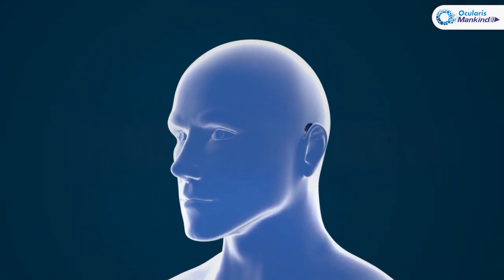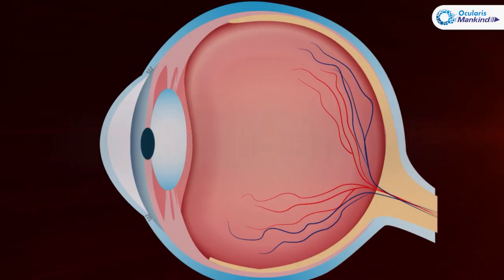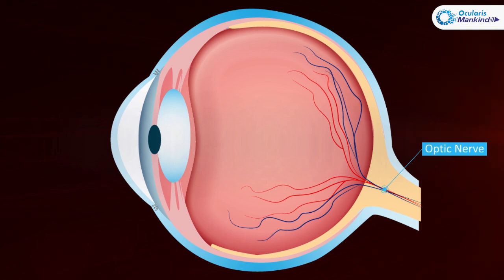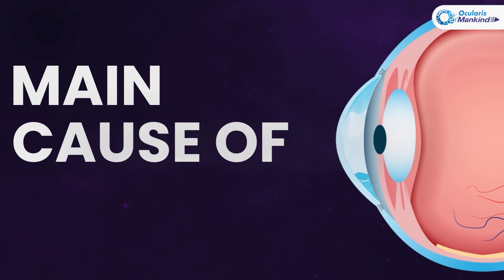If you see this picture, glaucoma is a disease that damages the eye's optic nerve. It usually happens when fluid builds up in the front of the eye. That extra fluid increases the pressure in the eye, damaging the optic nerve. Now we will see the main cause of glaucoma.